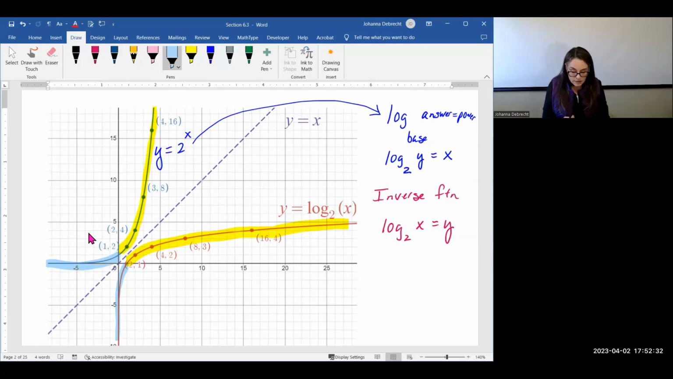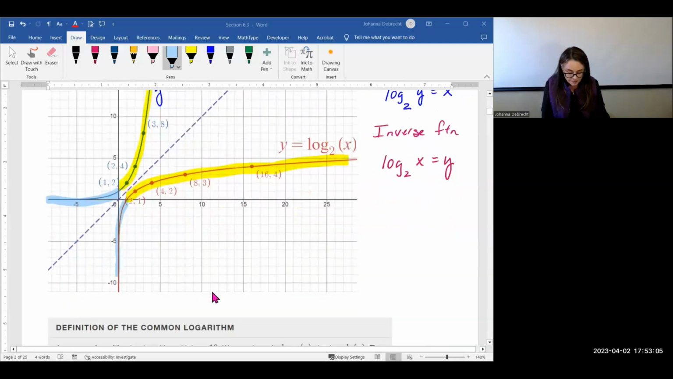Now, what else can we tell about these? When we look at the ordered pairs, notice that they're swapped. So 1, 2 on an exponential becomes 2, 1 on the logarithm. 2, 4 on the exponential becomes 4, 2. 3, 8 becomes 8, 3. 4, 16 becomes 16, 4. And those are the pairs of points that touch when you fold on that line. So this is what's happening. This is where the logarithm is coming from. It's coming from the one-to-one inverse function to an exponential.